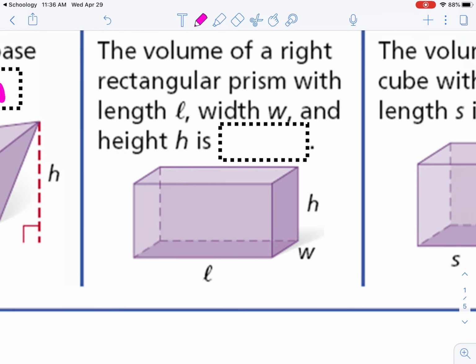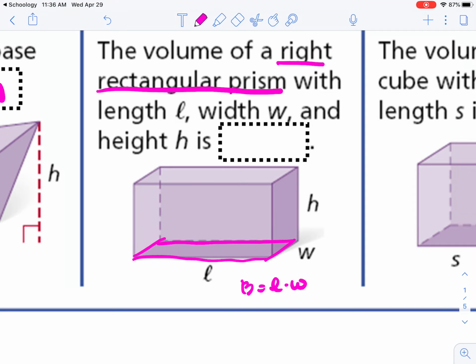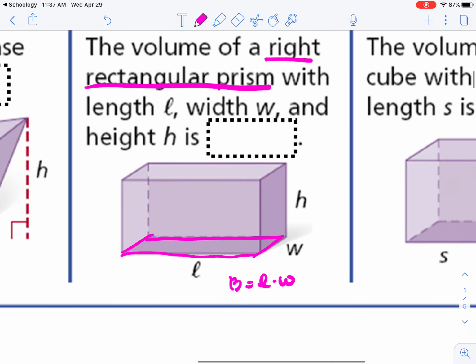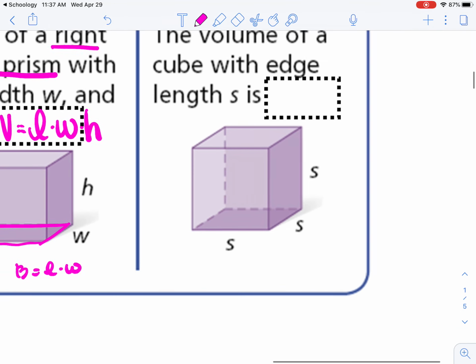Now, if you have a rectangular prism, you can use area of the base times height. But if you think about it, the area of the base right here is length times width. So this is only for a right rectangular prism. It does not work on a triangular prism. It does not work on anything else. You can use the formula volume equals length times width times height, but only if it is a rectangular prism.